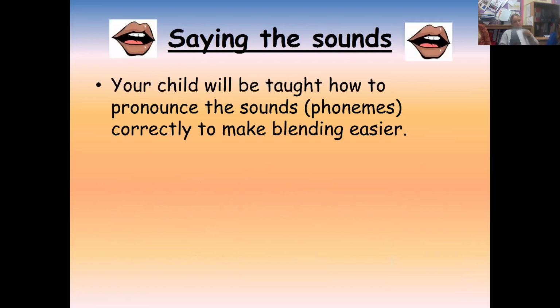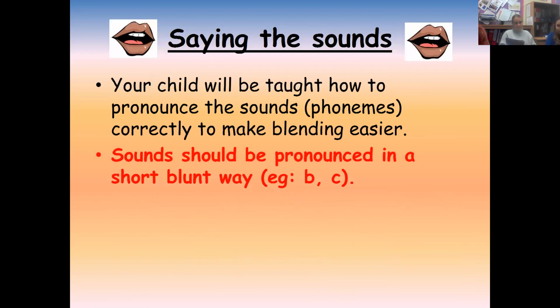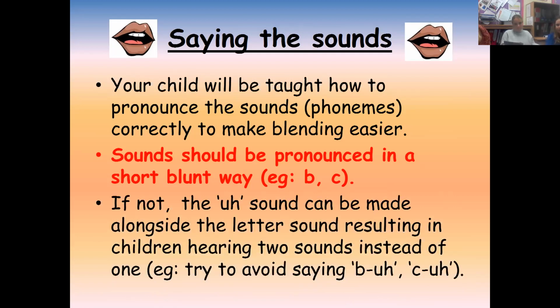Okay, so your child will be taught how to pronounce the sounds, those phonemes, correctly to make that blending easier. Sounds should be pronounced in a short, blunt way. So for example, the B should be B, the C, K, T, T. If they're not pronounced in that short, blunt way, then children can begin to hear different sounds. So for example, if you said B-uh, K-uh, they're hearing 2 different sounds instead of just one sound. This can then start to affect their spelling as well. They can start to incorporate the uh sound into their spelling, which we try to avoid.